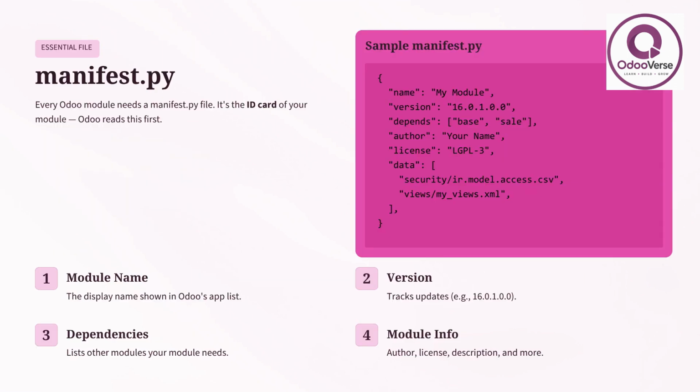Now let's look at one of the most important files in every Odoo module, the manifest file. This file acts like the identity card of the module. Odoo reads this file first whenever a module is installed. Inside the manifest file, we define module name, version, dependencies, author information, and XML data files. Without this file, Odoo cannot recognize the module at all. So the manifest file is absolutely essential in every Odoo project.